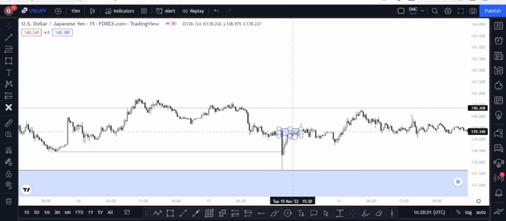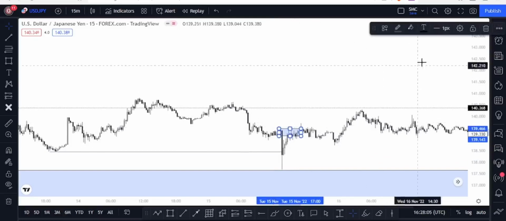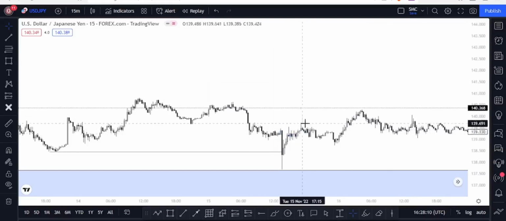Now this is a smart money trap. I want you to understand that. Please don't fall for this anymore. This is a smart money trap. So price will have to take out that smart money trap.